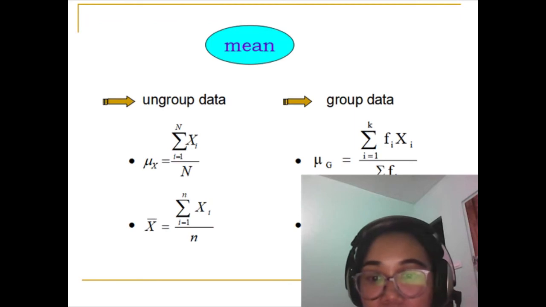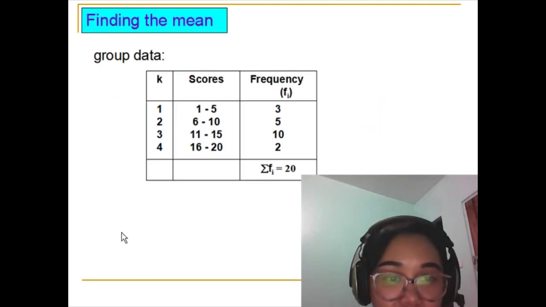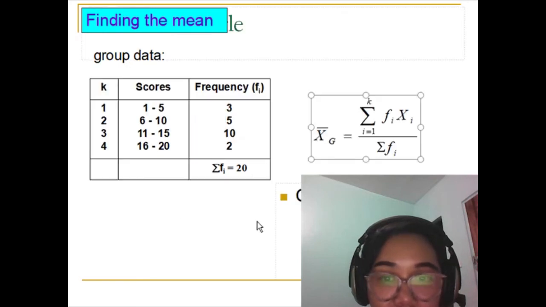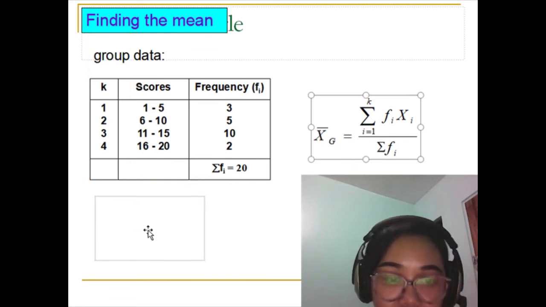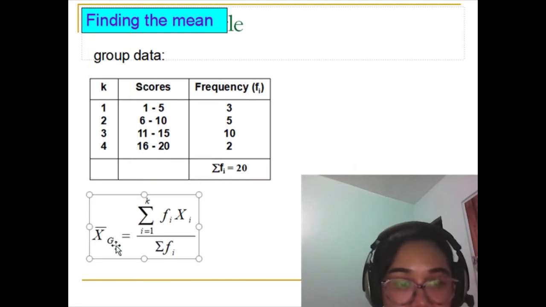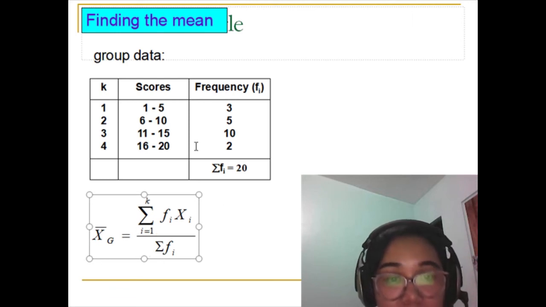Okay, recall that this is our formula for calculating the mean given grouped data. So we have here x bar sub g is equal to the sum of f sub i, x sub i, from 1 to k, divided by the sum of f sub i, also from 1 to k.